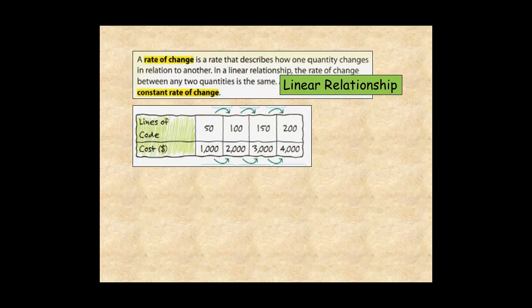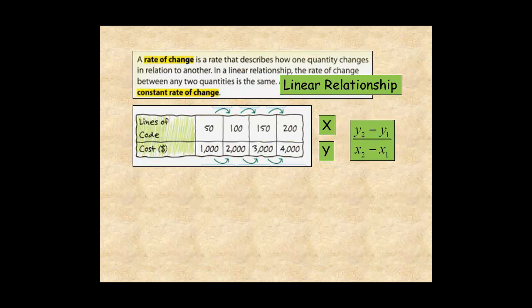In a horizontal table like this one, the first row are x values. The second row are y values. The rate of change is the difference in the y values over the x values.